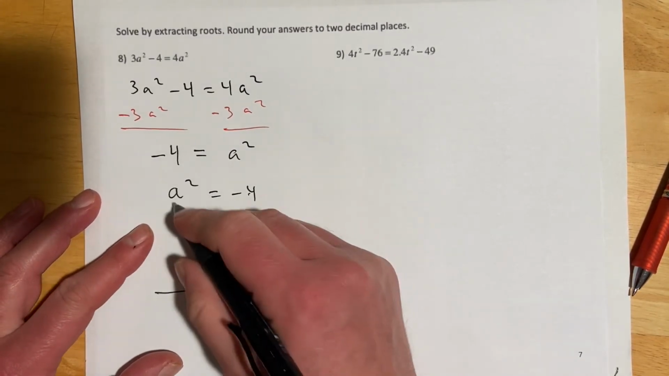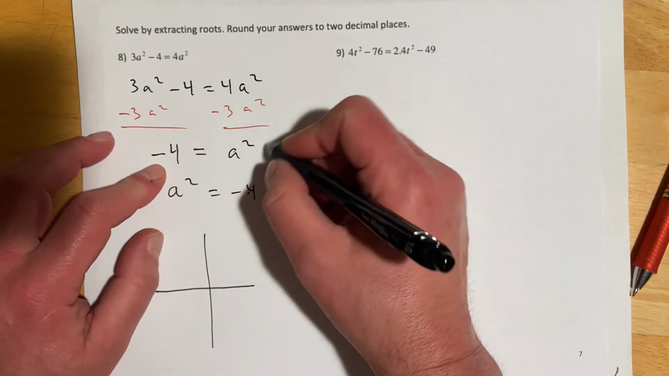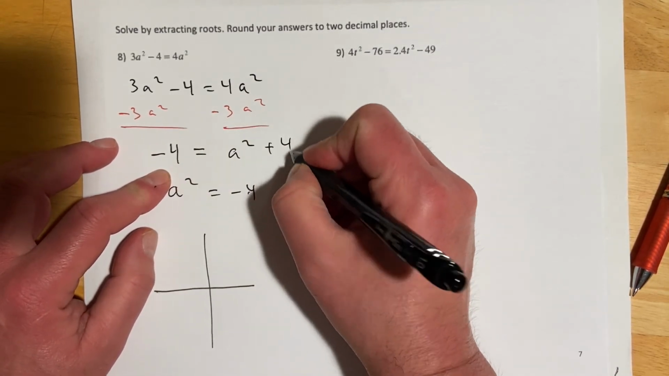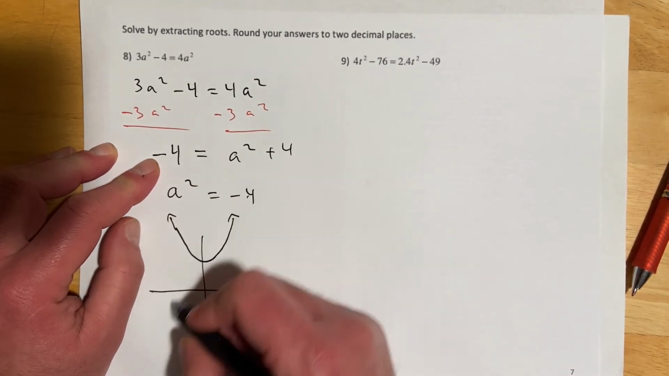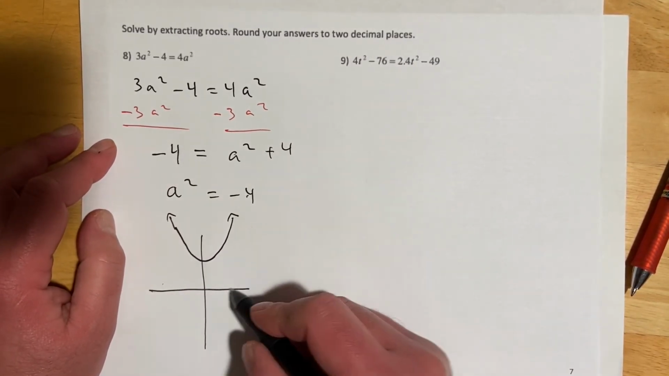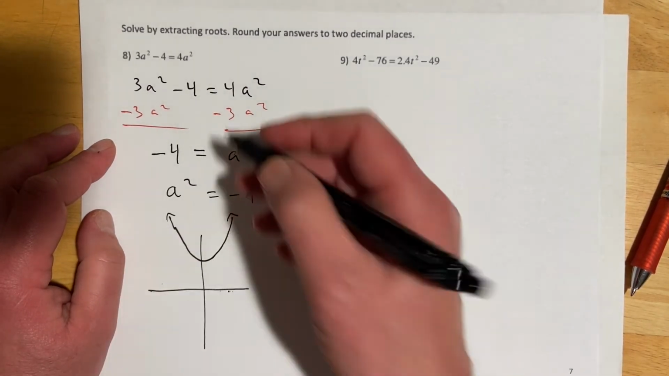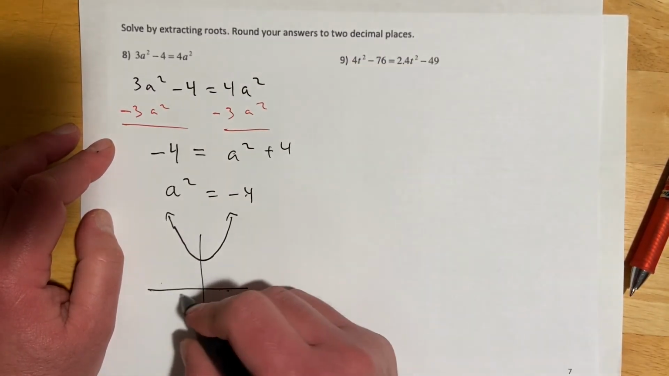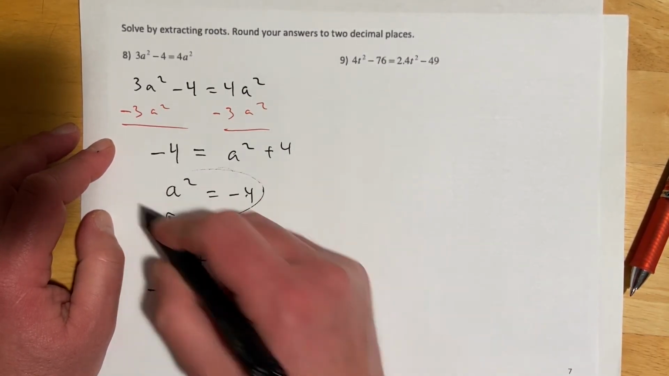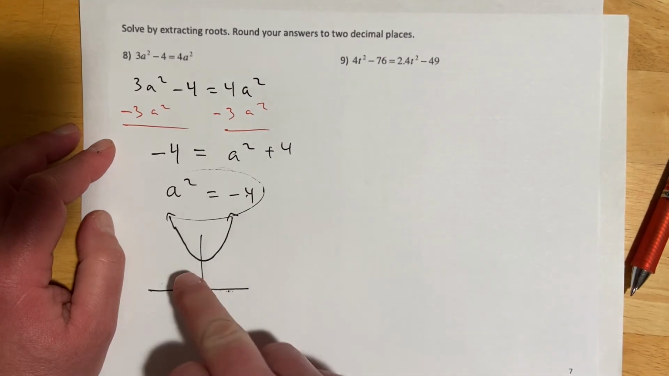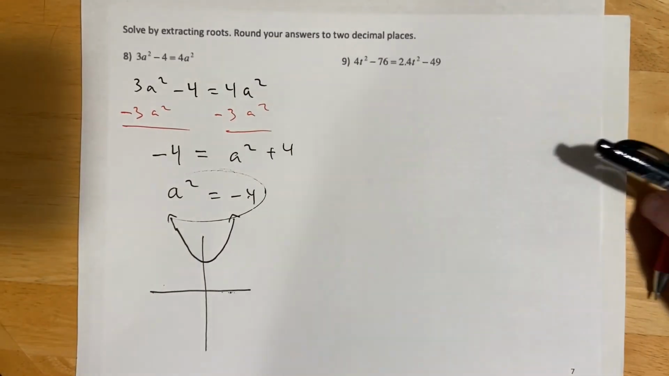And so if you think about it in terms of the parabola, when we were graphing a squared plus 4, we would get something that looks like this. And so we're not getting any intersection points down here at the x-axis, and that's what extracting the roots is finding, those x-intercepts, or those zeros. And so that's why sometimes we have no x-intercept, because it's above or below the axis.